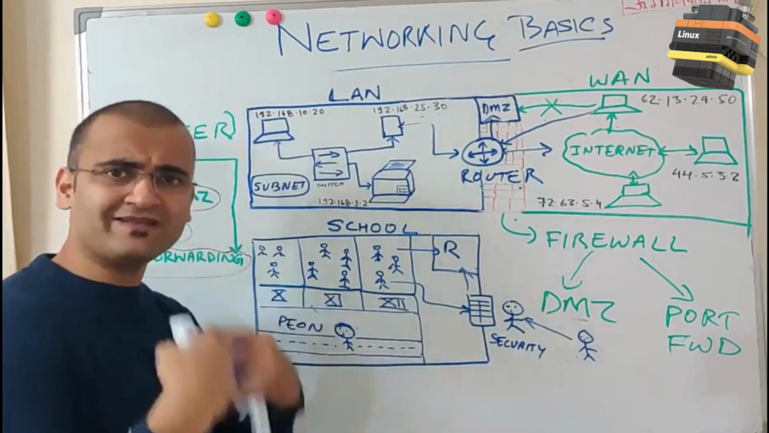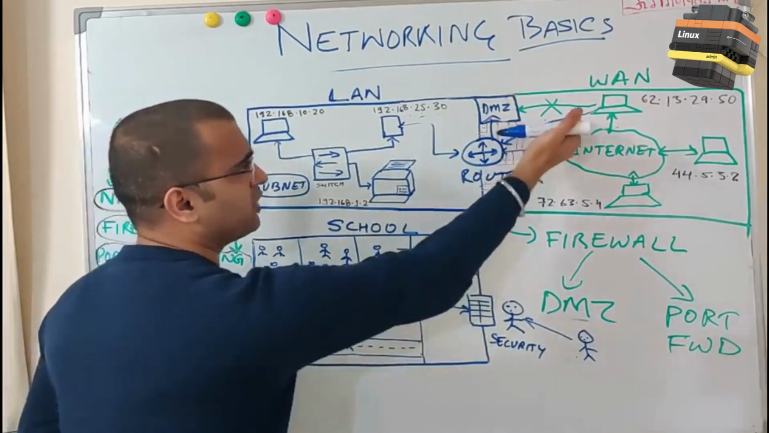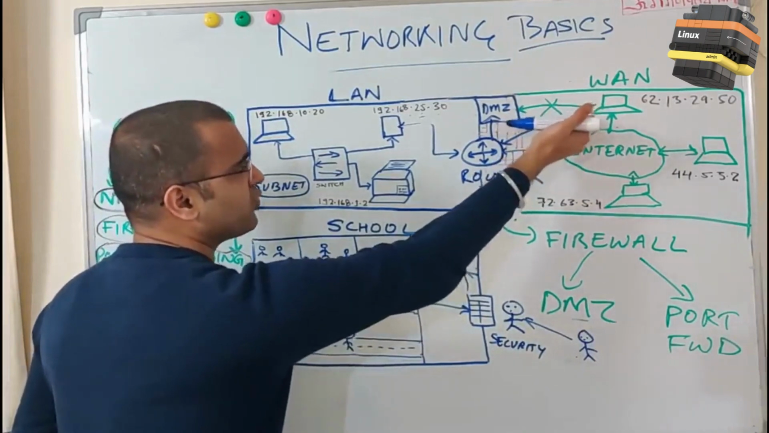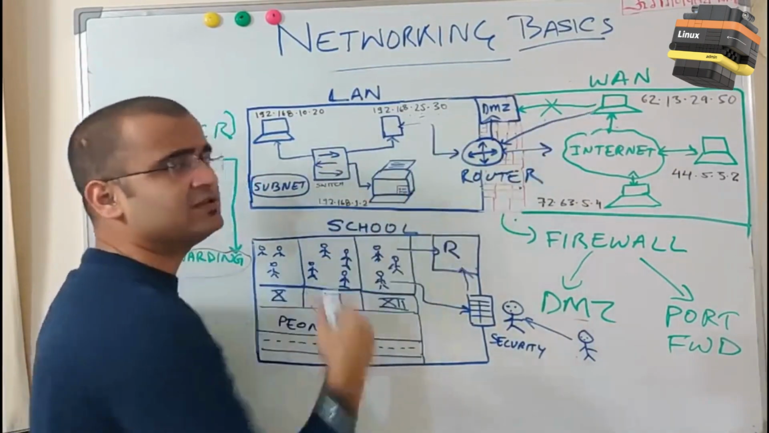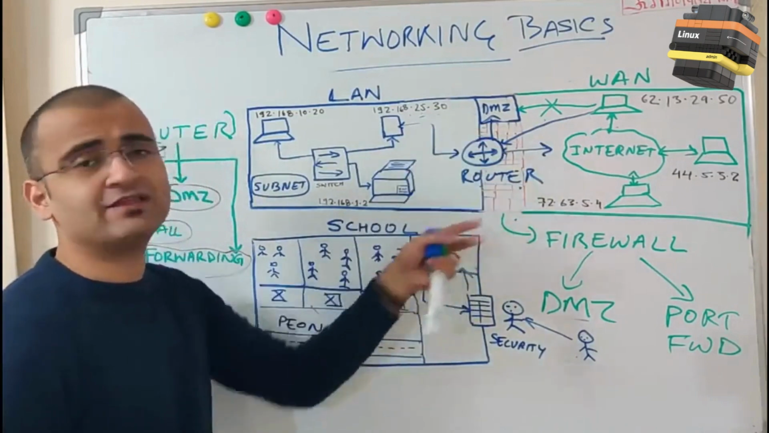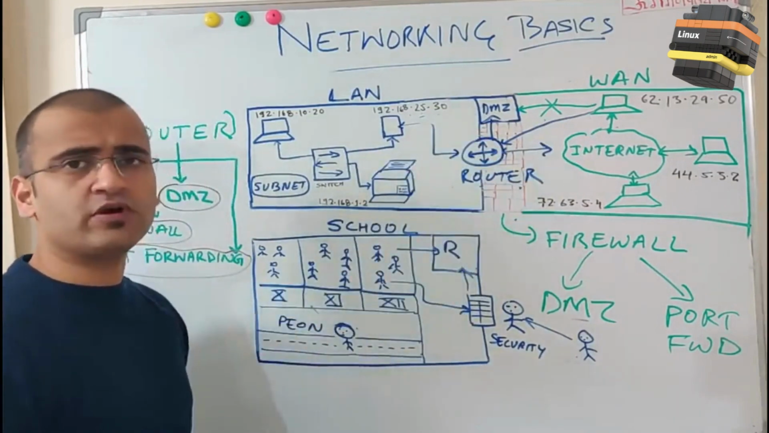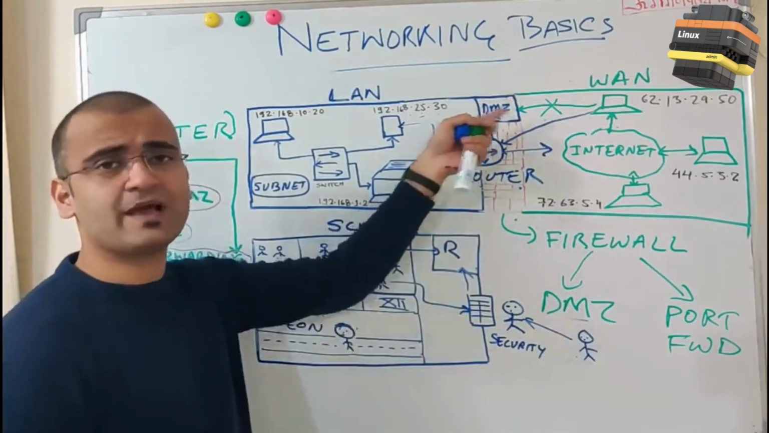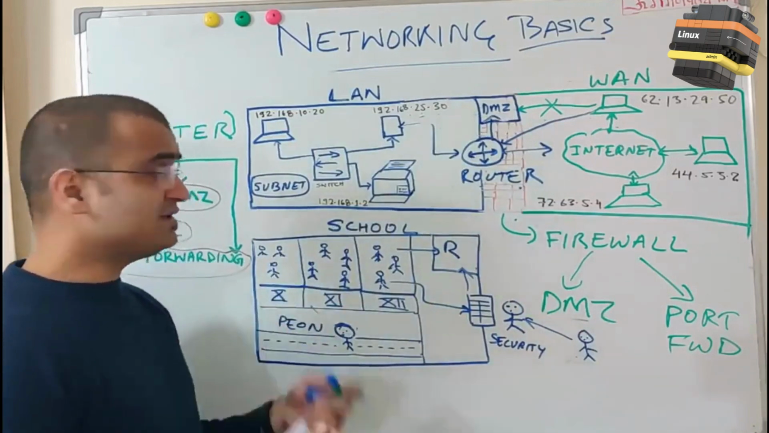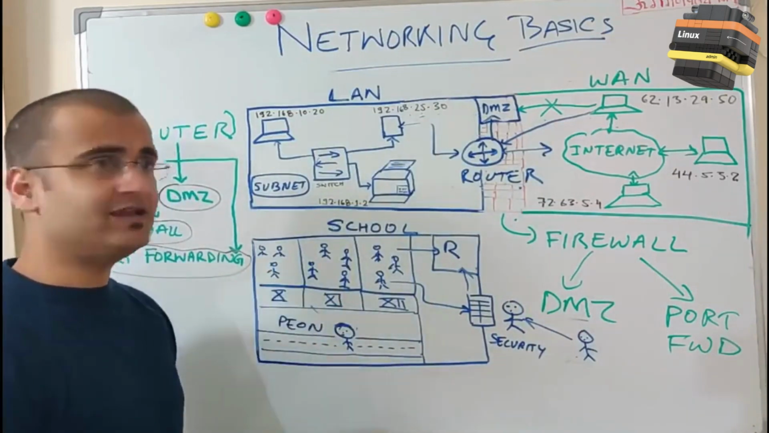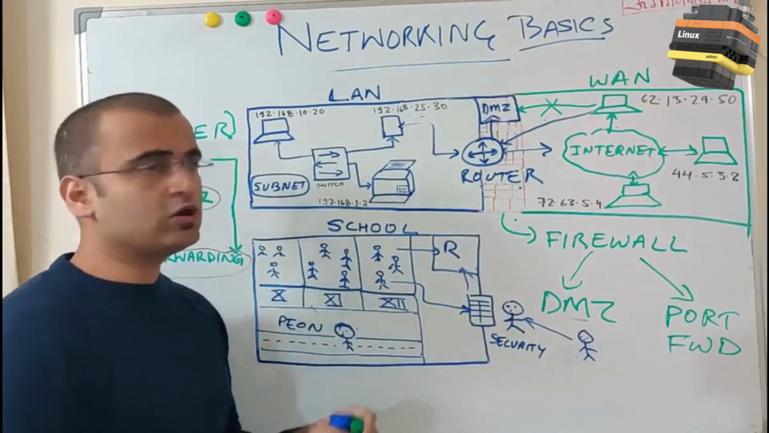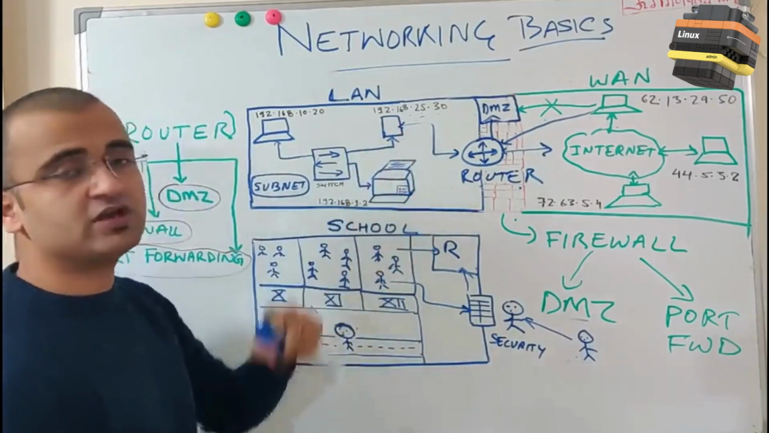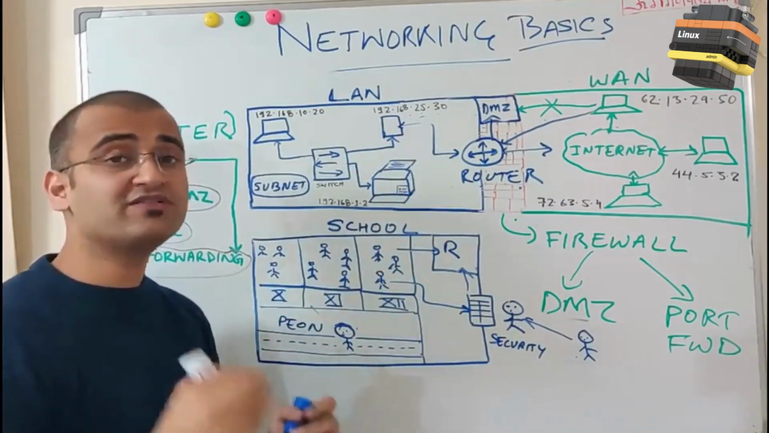Port forwarding is another mechanism through which you can allow communication from the outside network into the local area network through the firewall and the router. In the port forwarding concept, you do not create a separate DMZ. Rather, you specify exactly on which particular port of this particular device or this particular device the communication needs to happen. What is a port?